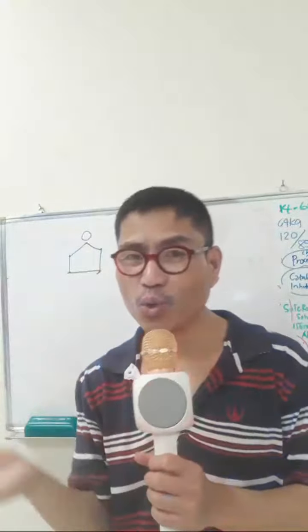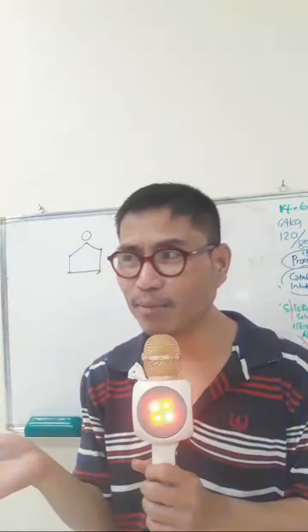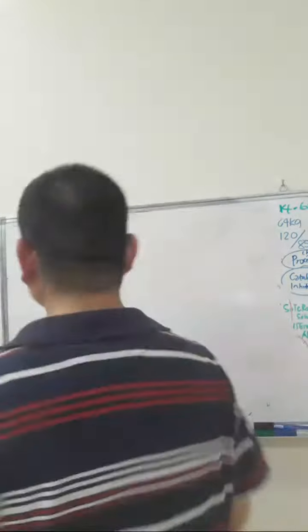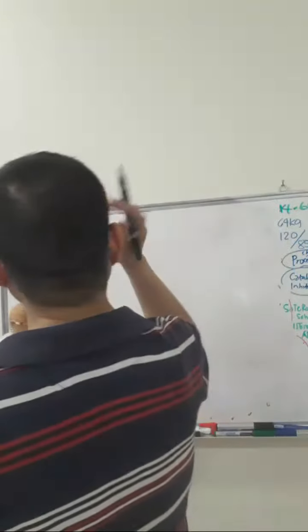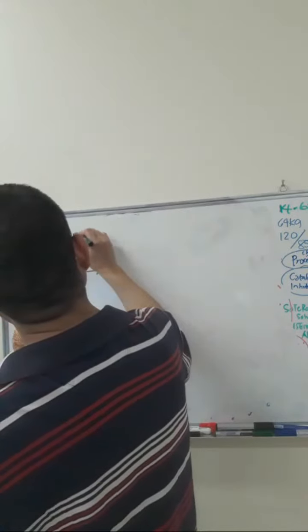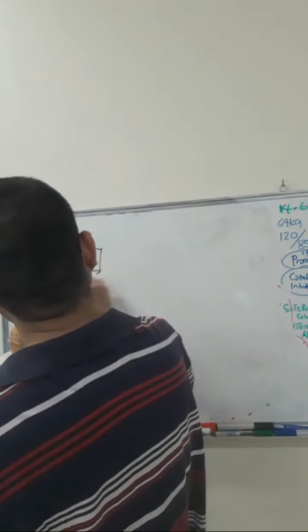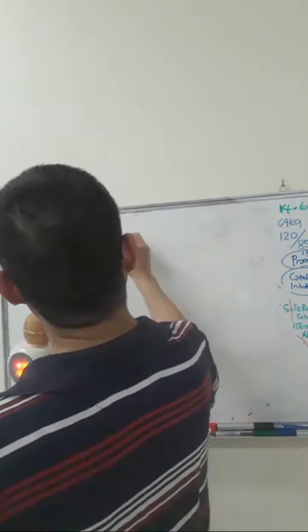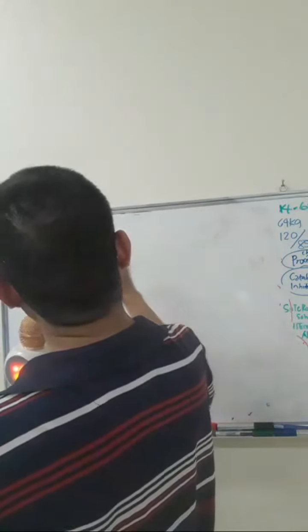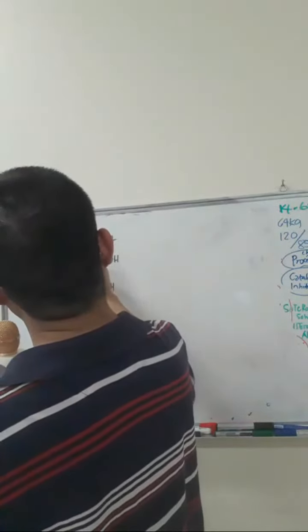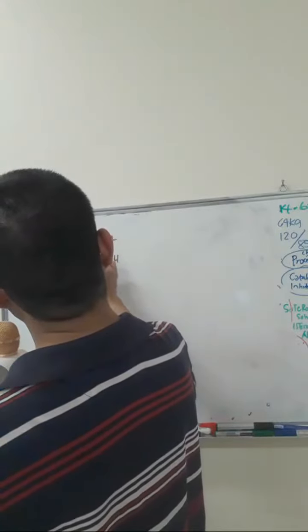You have to memorize this since high school. CH2OH, then OH here, OH here, then OH, OH. Count the OH: 1, 2, 3, you are still short, so there is an OH here.